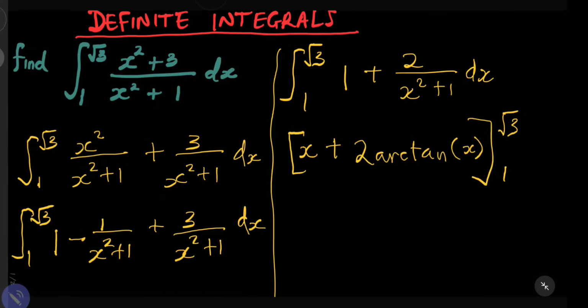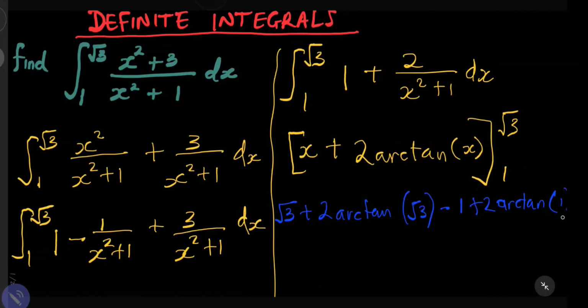So now we are going to have, for every point where we have x, we are going to replace it with root of 3. So now we have root of 3 plus 2 arctan root of 3, minus 1 plus 2 arctan 1.